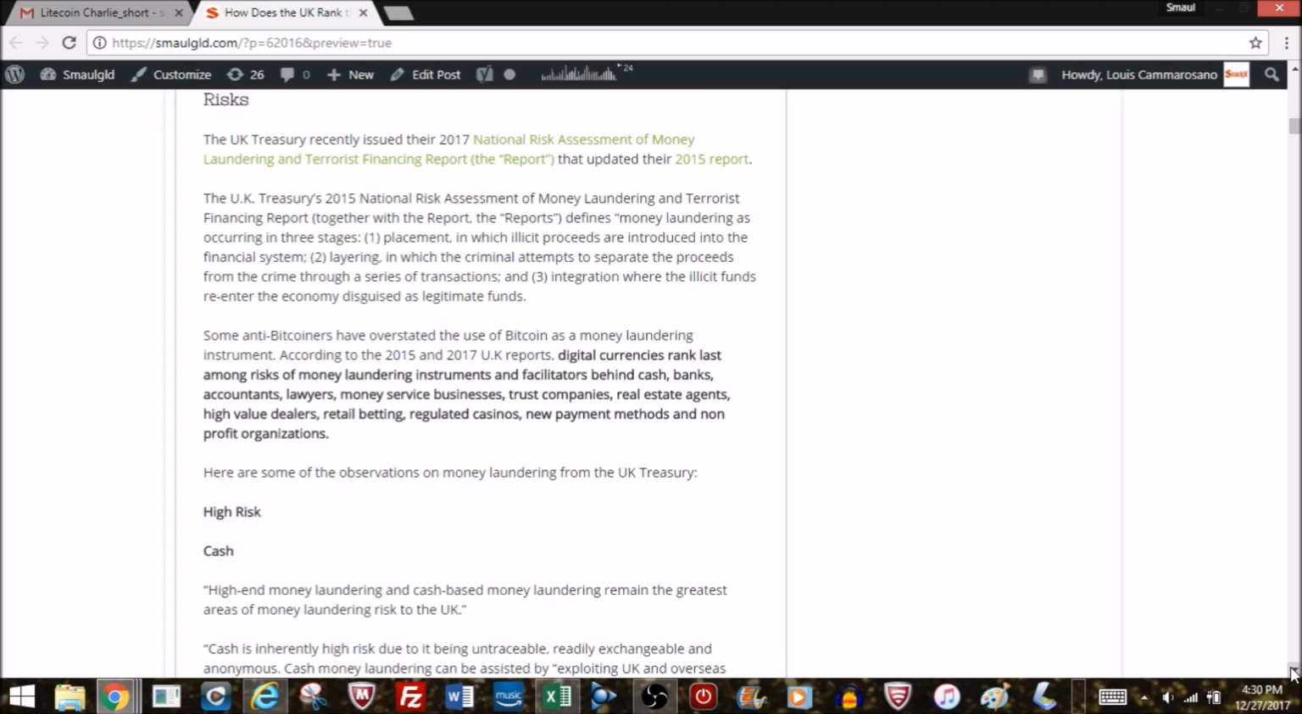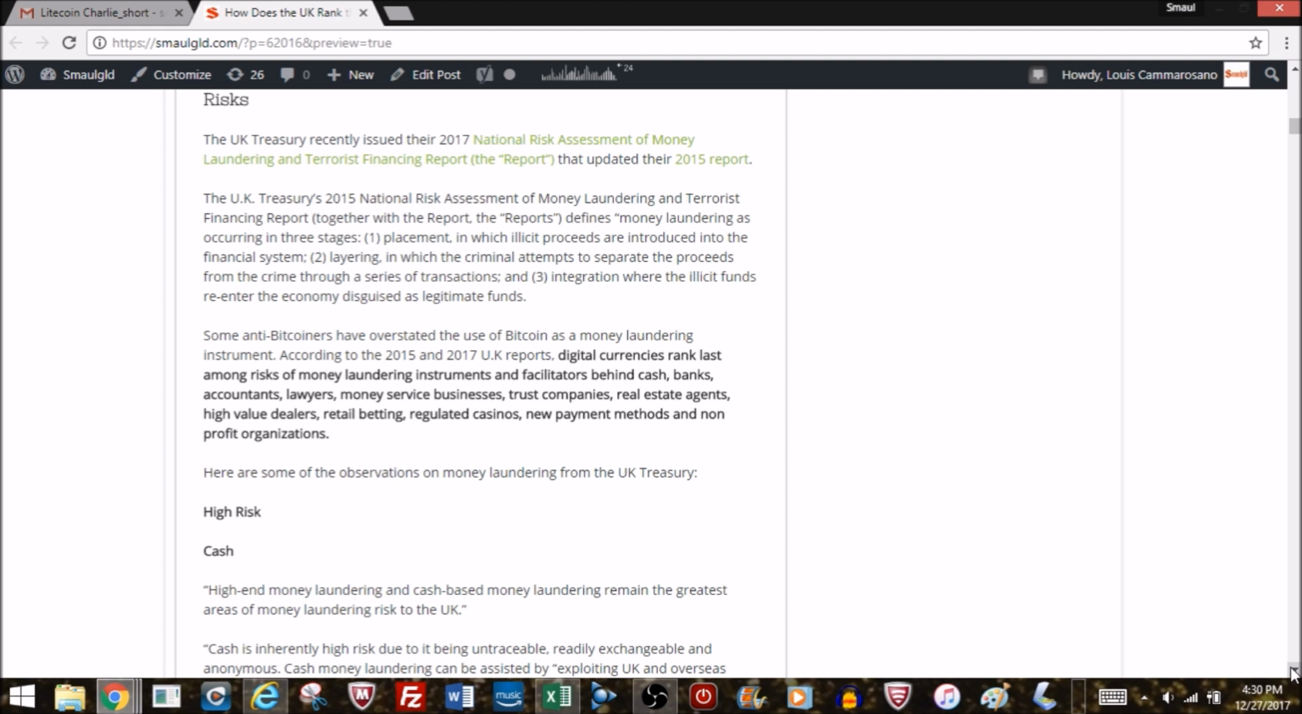Well, let's just talk about what we mean by money laundering. The 2015 UK Treasury report provided a nice, tidy definition of money laundering. They say it occurs in three stages: the placement, in which illicit proceeds are introduced into the financial system; layering, in which the criminal attempts to separate those proceeds from the crime through a series of transactions; then integration, where the illicit funds re-enter the economy disguised as legitimate funds.